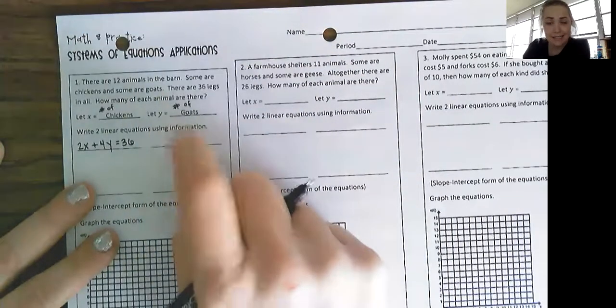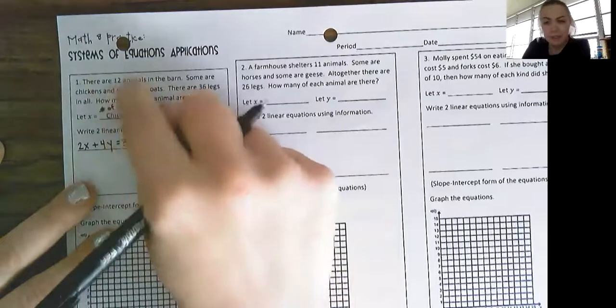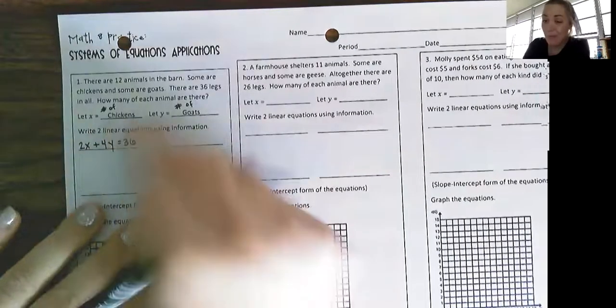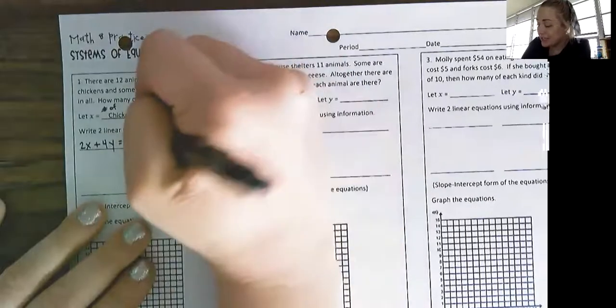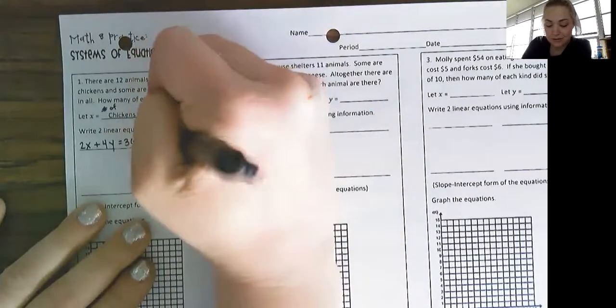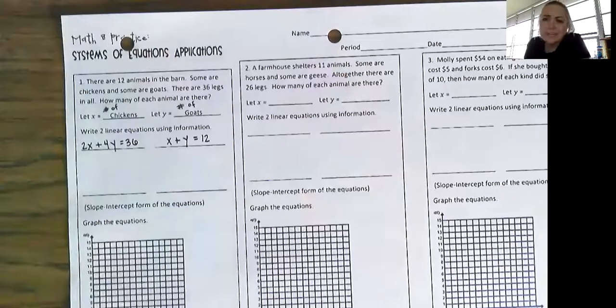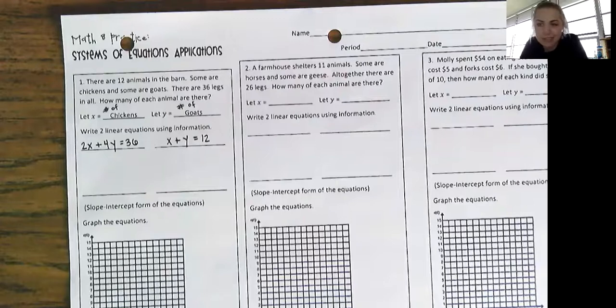For our second equation, there are 12 animals in the barn. Well, what type of animals are in the barn? Chickens and goats. Well, we know that x is the chickens, y is the goats, so our second equation is just x plus y equals 12. It's a really simple equation. And in fact, what you're going to notice is all of these are going to have a really simple equation that adds up to that total number of whatever it is there are.